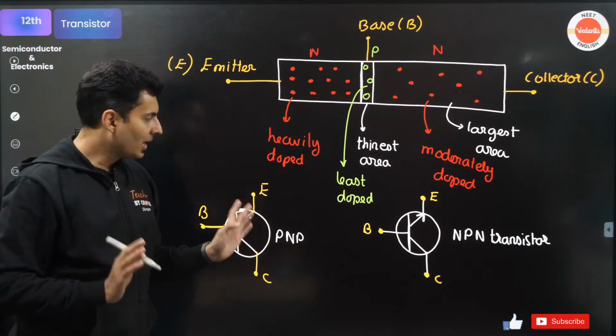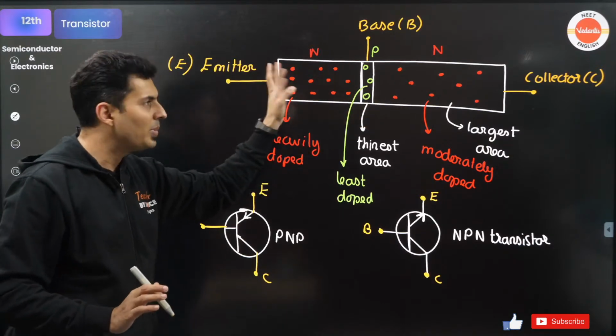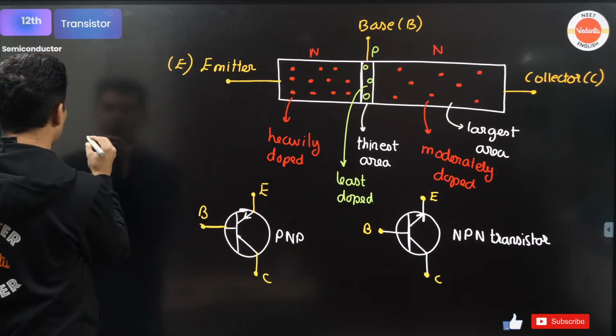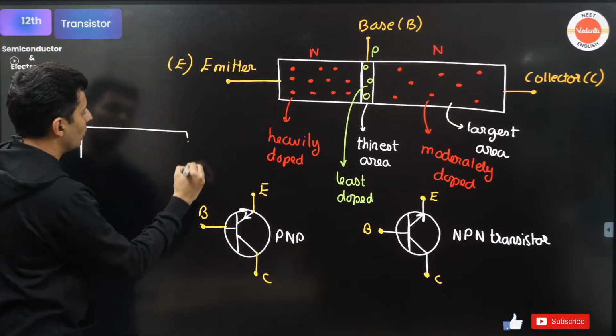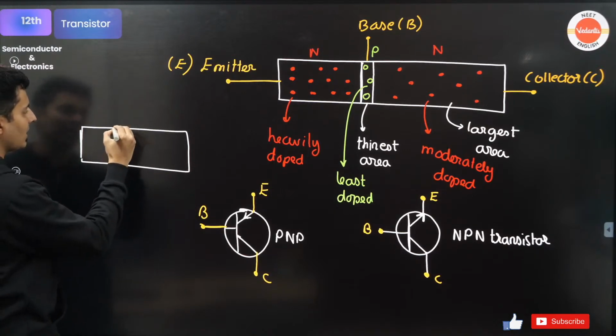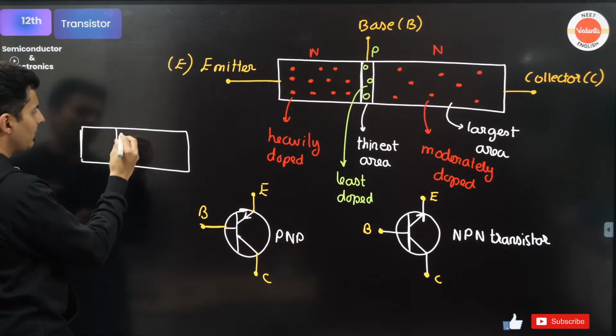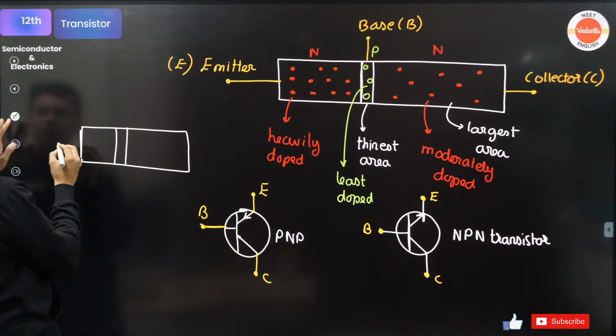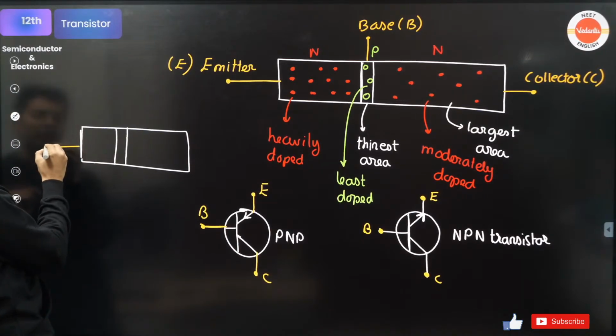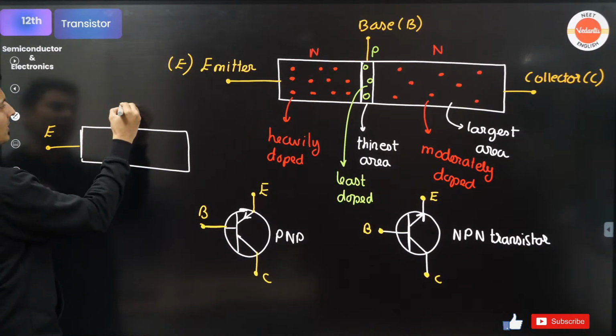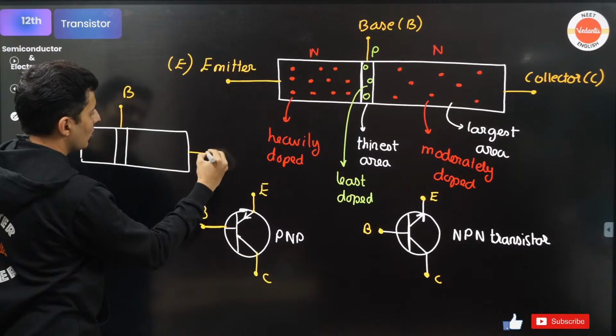Everybody with me? Great. So what will be the only difference in a PNP transistor? I'll just show it to you over here. It will look something like this. Again, emitter will be medium area, base will be the smallest area. So if I show the terminals, this is emitter, this is your base, this is your collector.